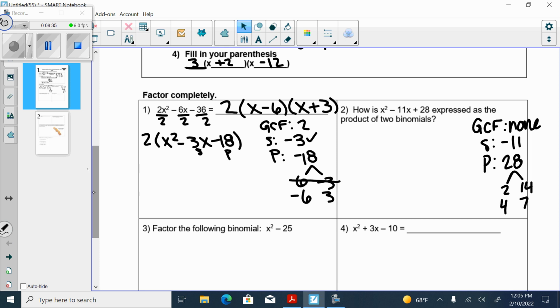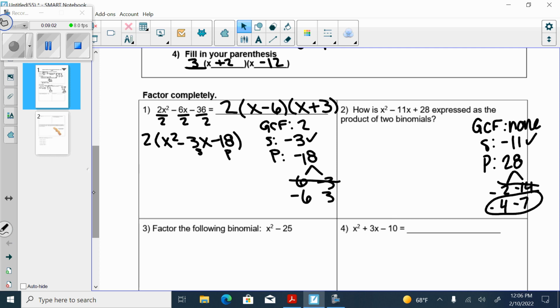Now we can see that they multiply to give us a positive, but they're supposed to add to give us a negative number. So that means both of them are going to have to be what? Negative. Right. Okay. So let's check and see which one works. Negative 2 plus negative 14. Is that negative 11? It's going to have to be negative 4 plus negative 7 because that does add to give us negative 11.